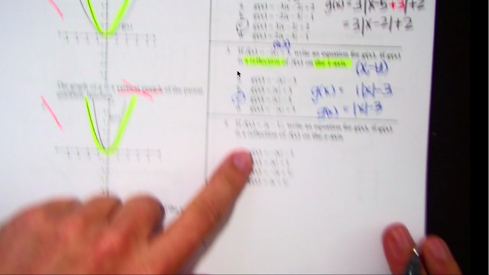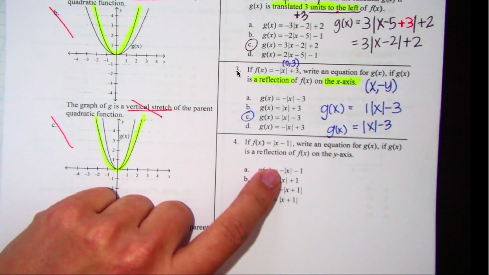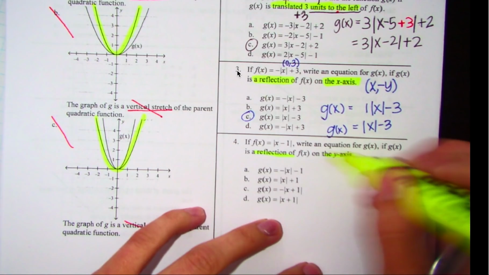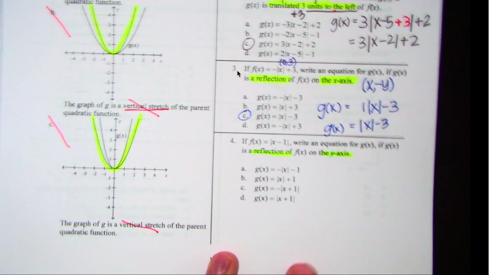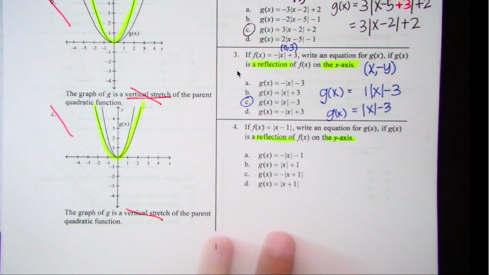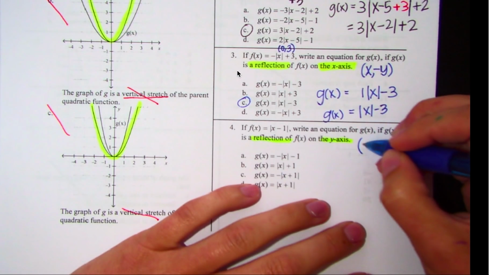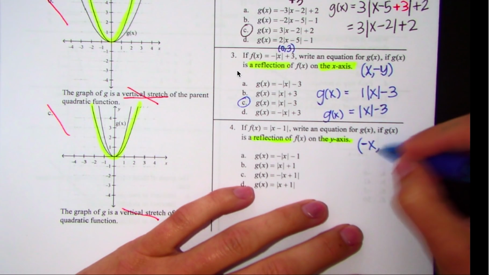Number 4, again, we have our function f of x, and we're going to write an equation for g of x, given that we're going to do a reflection now over the y-axis. For this one, we're going to show it algebraically. Algebraically, it follows a formula that we know from geometry. Anytime you go over the y-axis, our ordered pairs, our x's will change sign and the y's will stay the same.